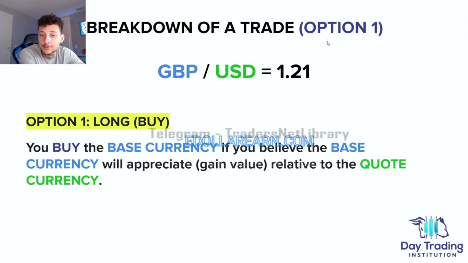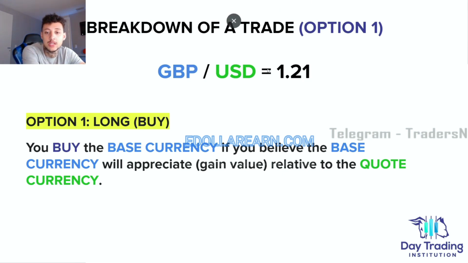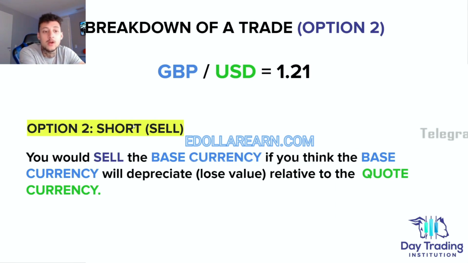So you really have only two options here. Option one, to trade GBP USD at 1.21, is you can buy the base currency if you believe the base currency will appreciate in price relative to the quote currency. So if you see GBP USD going from 1.21 to 1.25, let's just say, then typically you're going to be looking to go long or buy, right?